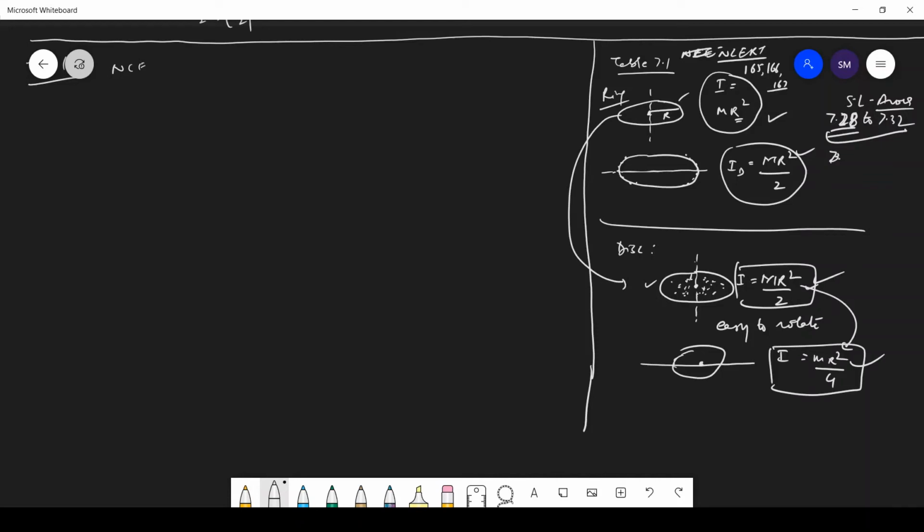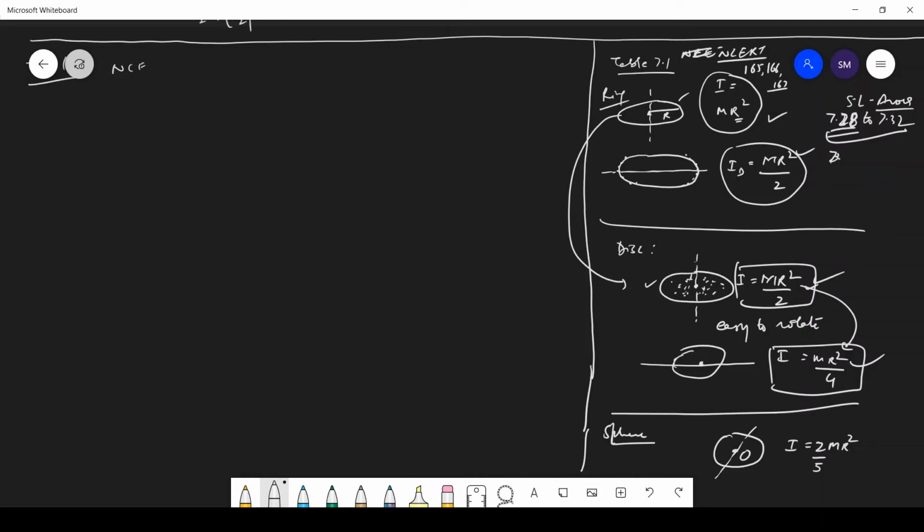Okay, and now for the sphere. For the sphere, the axis is through the center, along one of its diameters, and the moment of inertia for the sphere is 2 by 5 mr square. So these are the formulas, and for the hollow cylinder also, and for the thin rod also we have the formulas. For the thin rod it's ml square by 12.